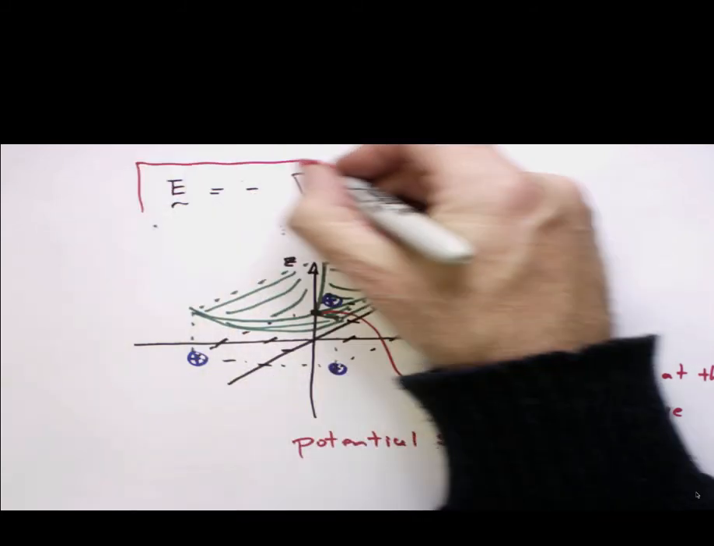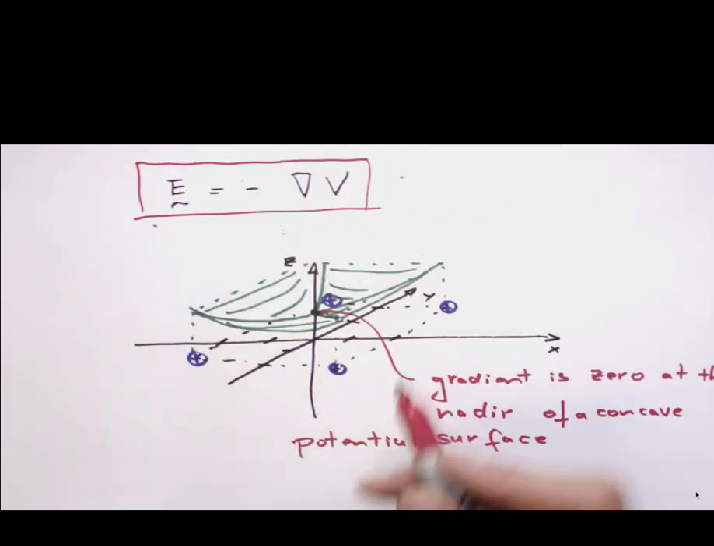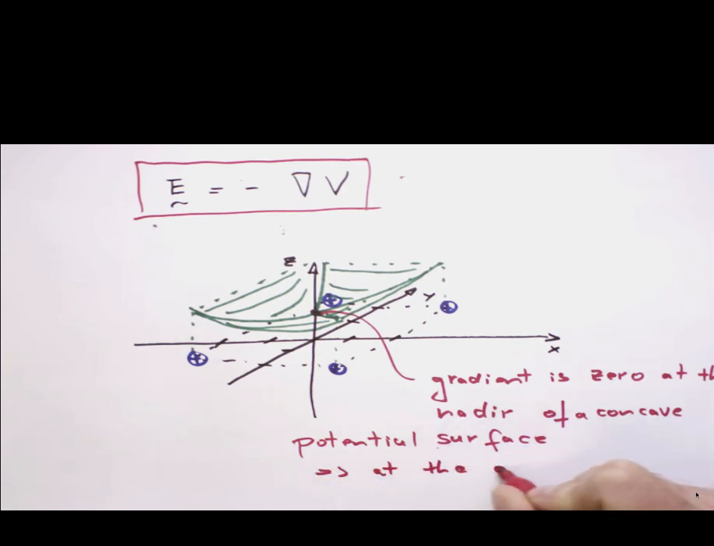And that explains why at that point the electric field is zero. So therefore at the origin E is equal to the zero vector.